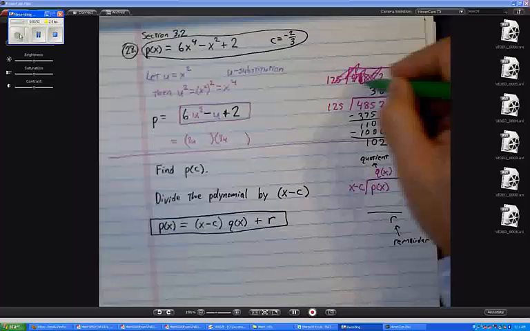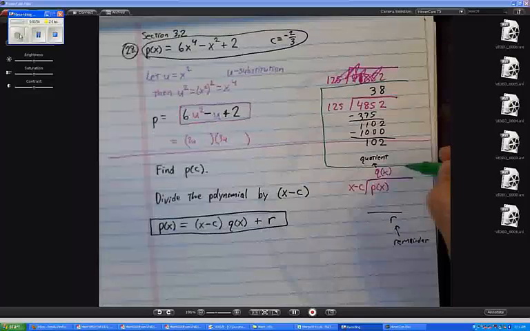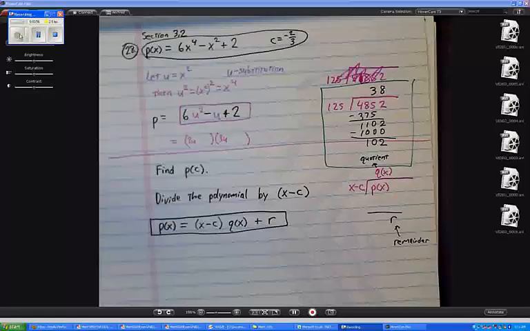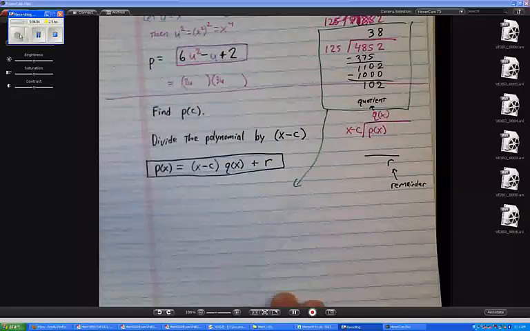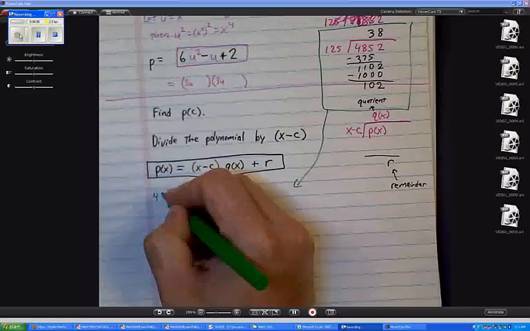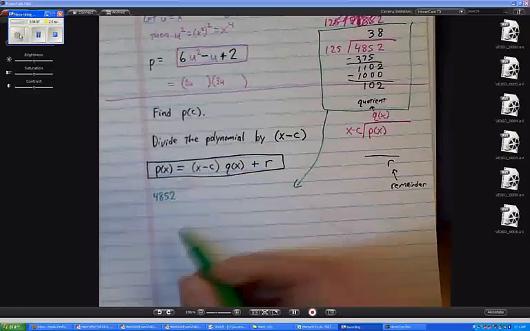long division problem with numbers in it, like here, okay, in green. And so I want to rewrite in green what I know. And so the green one can be written this way. 4,852. That's my p of x. Are you with me?